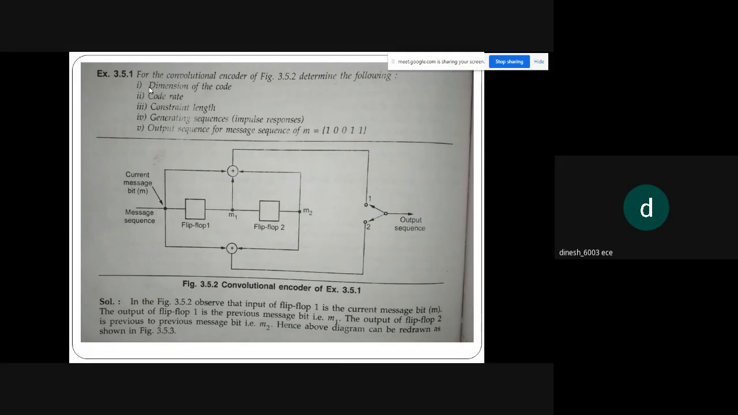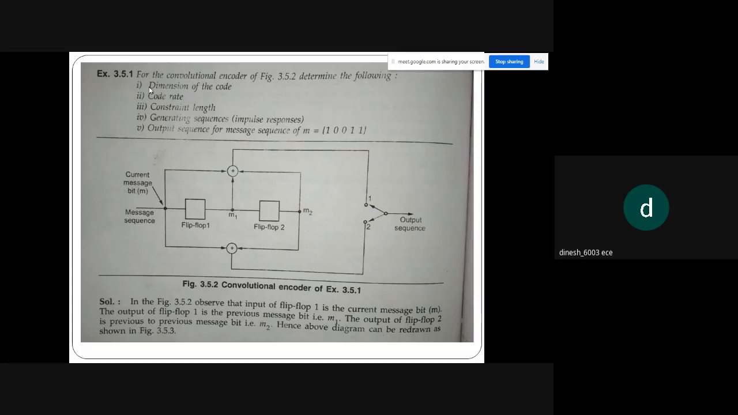So we need to determine the following. We need to find the dimension of the code. Keep in mind what is dimension: it is n comma k. We need to find the code rate. Remember that it is k by n. The constraint length, which is capital K. Generating sequences or the impulse responses, which are g i of 1 and g i of 2. And then the given question is the output sequence for a message sequence. We need to find the output for the message sequence M, which is 1 0 0 1 1.